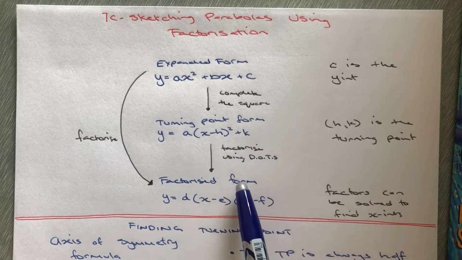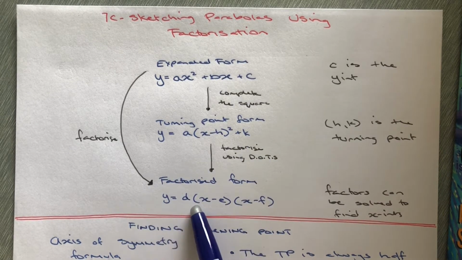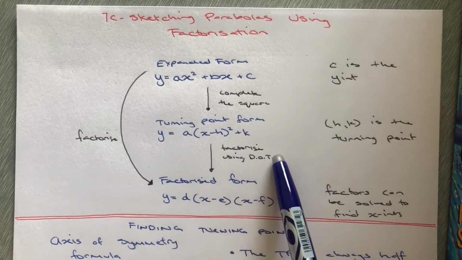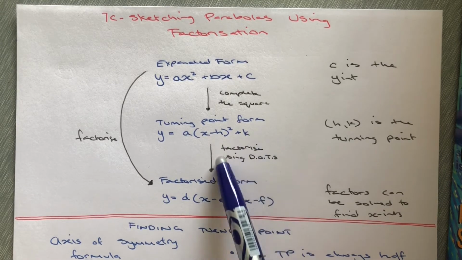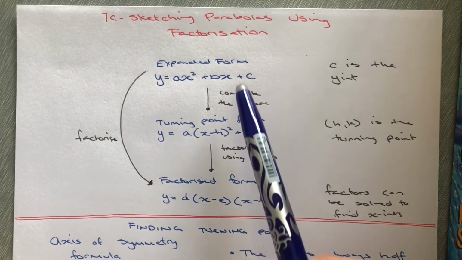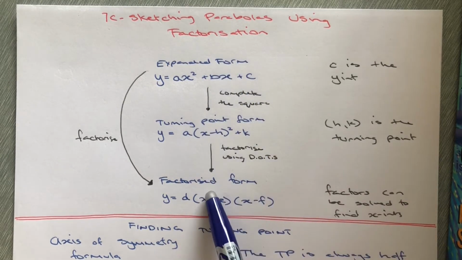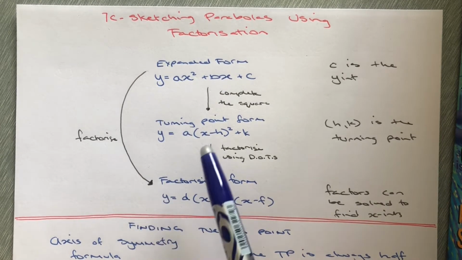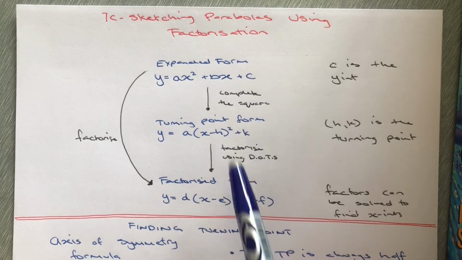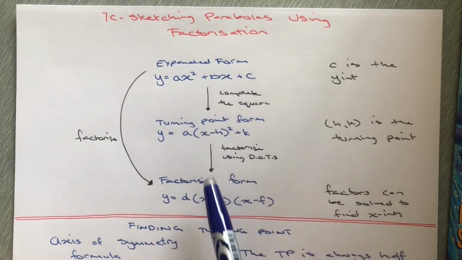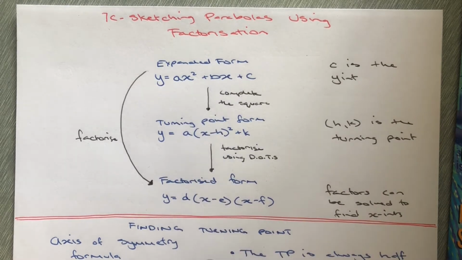Now, we can also have factorized form. Now, we've factorized quadratics before, but what we can do to get from turning point form to factorized form is factorize using difference of two squares, again, which we looked at a few lessons ago. But you can also go from your expanded form to your factorized form just by simply factorizing. Okay, so we've actually done all these things. We've done that before, we've done that before, we've done that before. And we have actually dealt with all of these forms of a quadratic function.